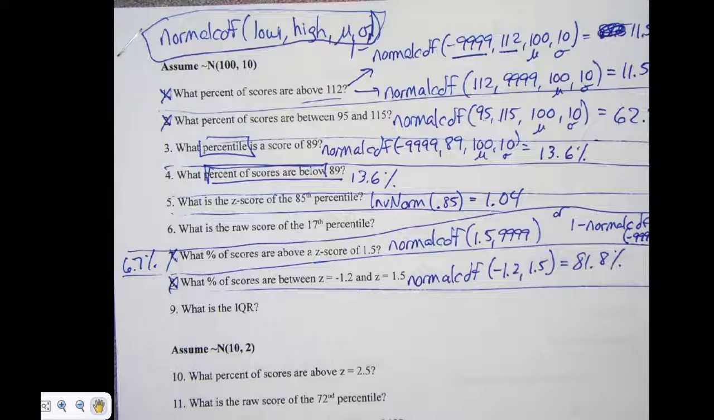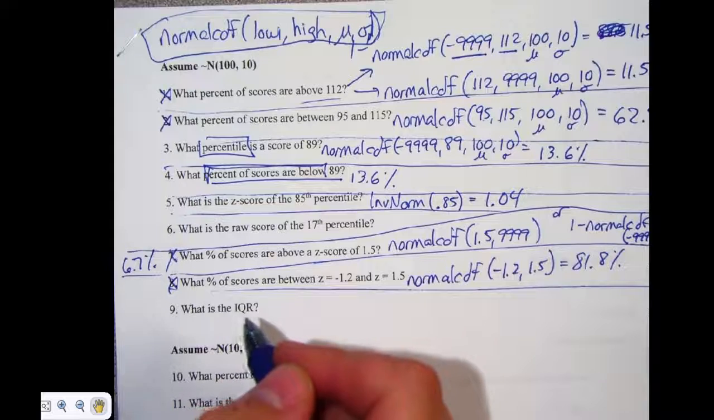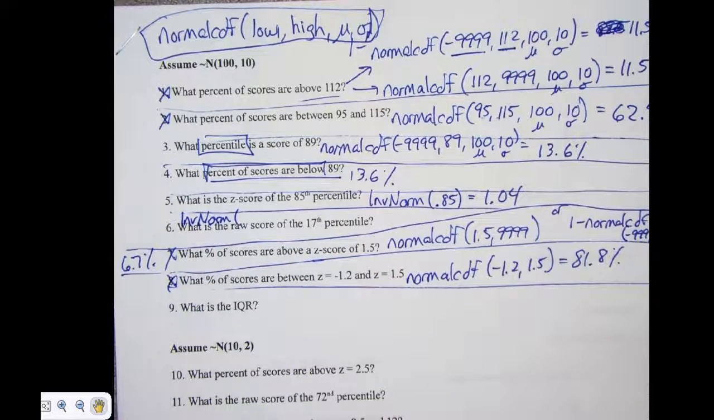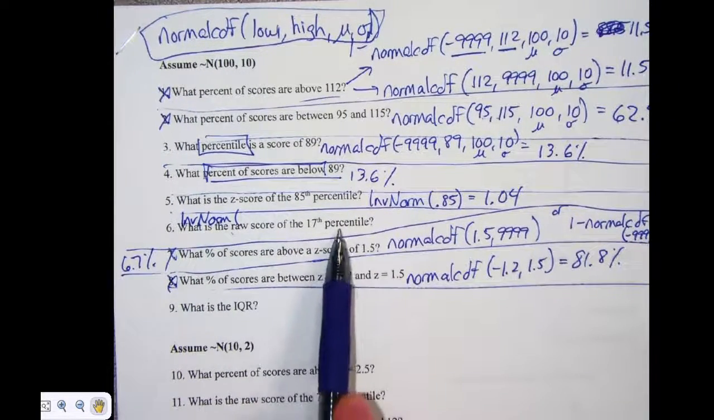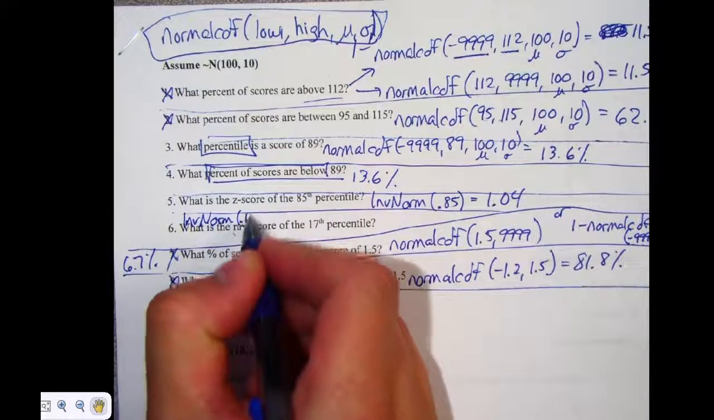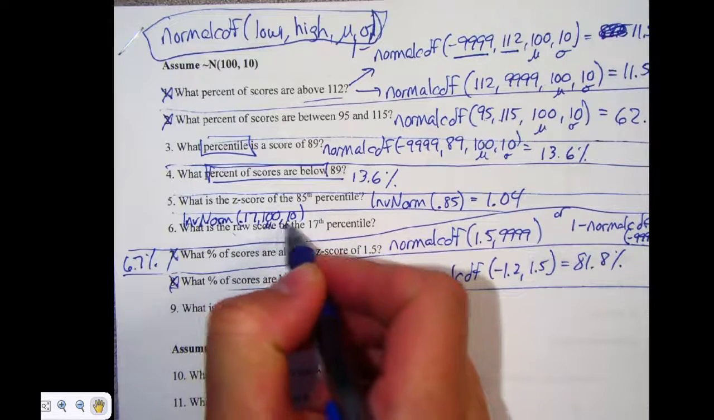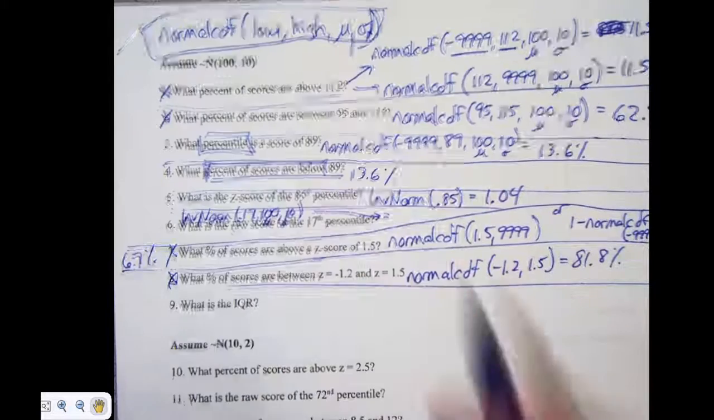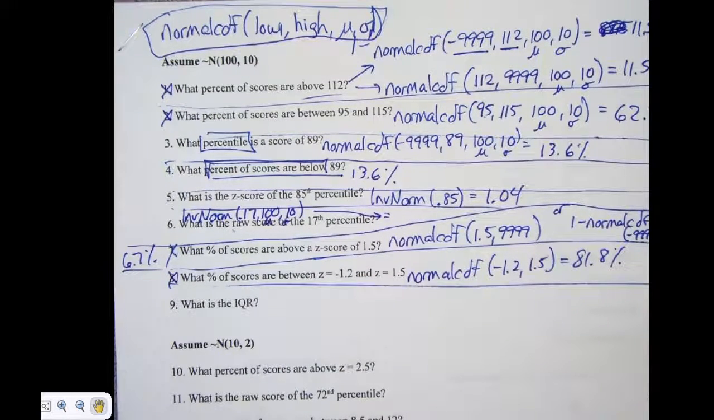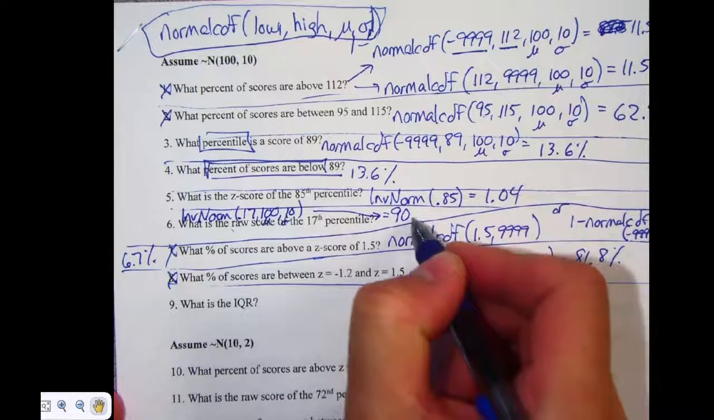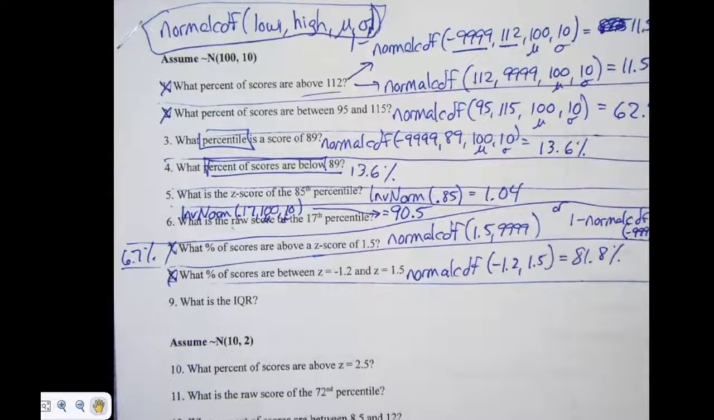Should have left more room on this sheet. My bad, fam. And then raw score, again, I gave you the percentile, I want a data point, so it's inverse norm, but now I want a raw score, so now I do care about the mean and the standard deviation. So I got 90.5.